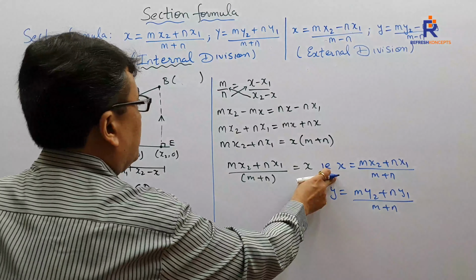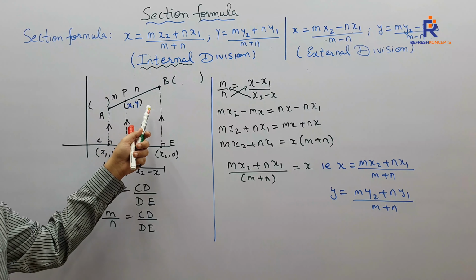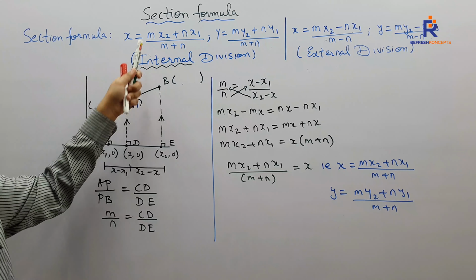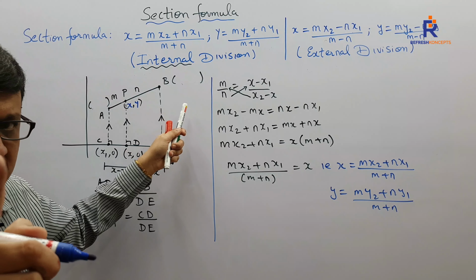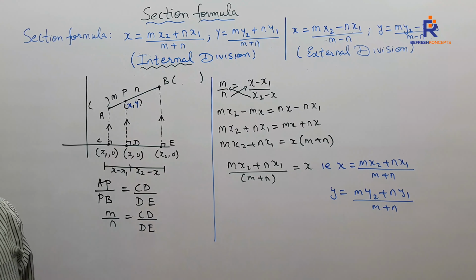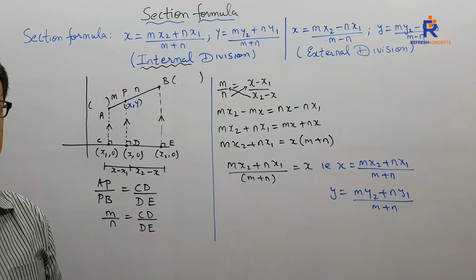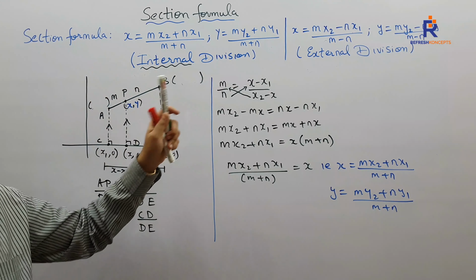Check. Now, do we have the coordinates of point P in terms of x and y? This is what we are talking about: the x coordinate of point P. And what is that point P? It divides a line segment in some kind of ratio, m is to n. That's what the section formula is all about. Right, children? So just learn by heart the section formula, internal division, external division.